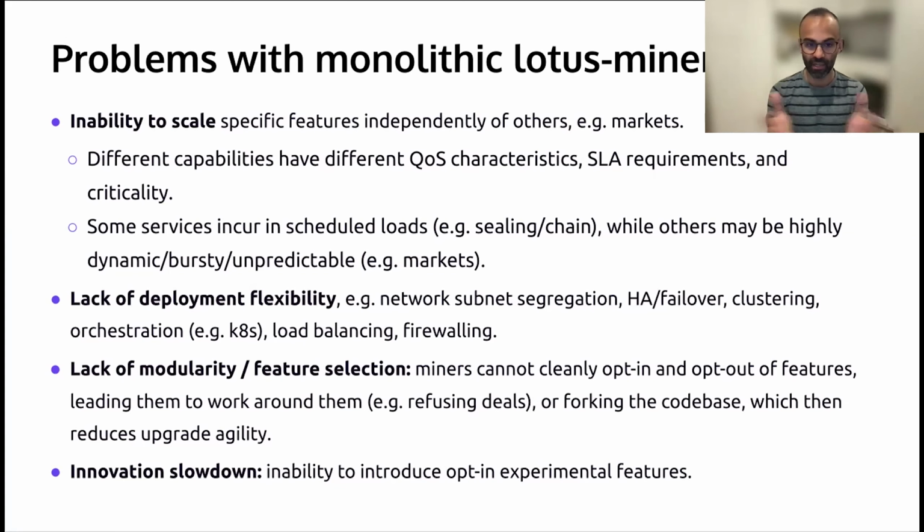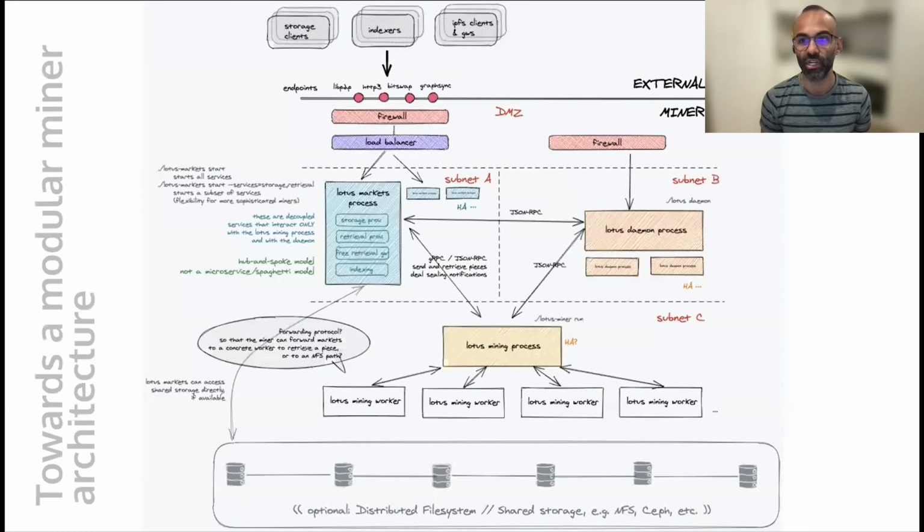And all of this leads to innovation slowdown as well, because ideally, as we introduce more and more features to the Filecoin network, we would like to tag certain features as experimental and have miners or other clients run those features in a separate subnet that is governed in a different manner, that is completely isolated from everything else, right? Because they are experimental, so you don't want to affect your production setup, right?